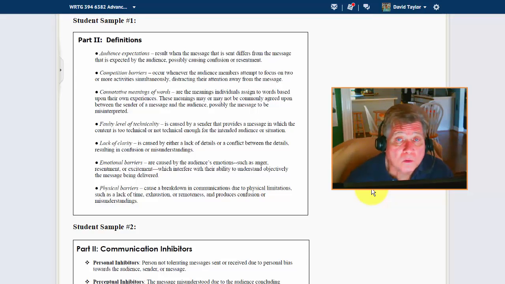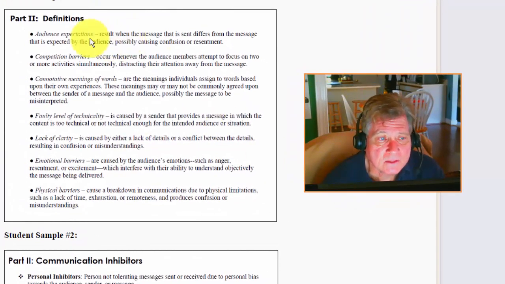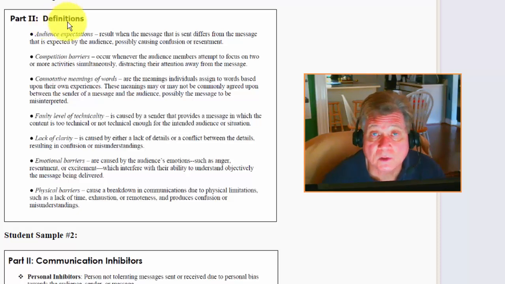And so your goal this week is to produce this bullet list of definitions. Let's notice the following things about these definitions. First, they are labeled part two. And remember your paper is divided into 4 parts. This week you're going to be doing part two.